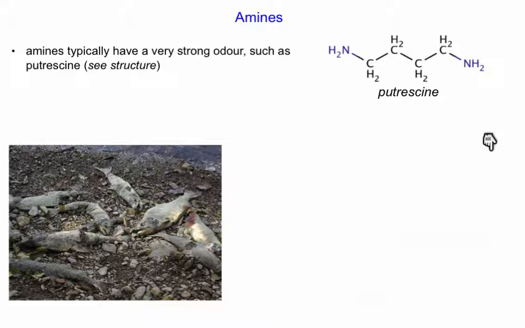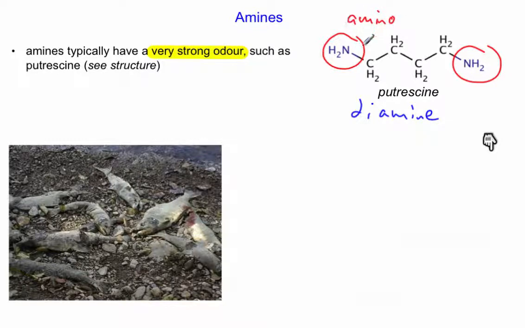Just a quick little tidbit about amines. They're typically really stinky, so they have a very strong odor. Here's an example, putrescine. I think you can imagine what that smells like. Not very nice. This is actually a diamine, characterized by 2 amine groups or amino groups. So this group can also be called amino. And so a diamine like putrescine is really smelly.